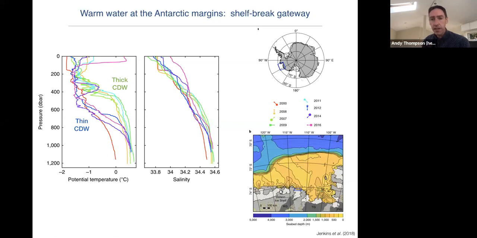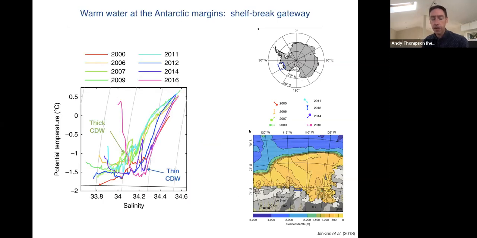And one can see here that there's also a change in the structure of the salinity. I think it's clearer if you look at this in terms of a temperature-salinity diagram. Again, the colors here are showing thick CDW years and thin CDW years. And you can see the properties of the circumpolar deep water are not changing very much. We still have waters at about 0.5 degrees in this region. But what is changing is, in particular, the salinity of what we call winter water.